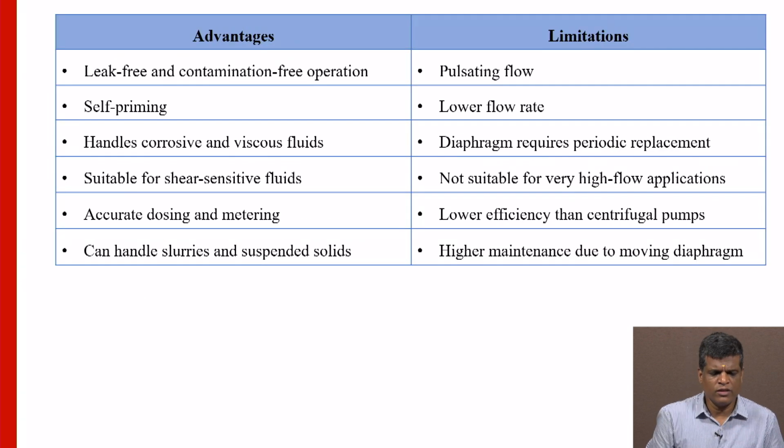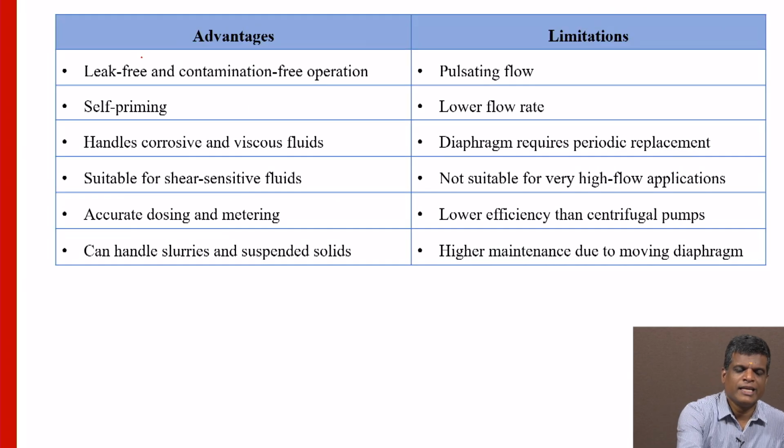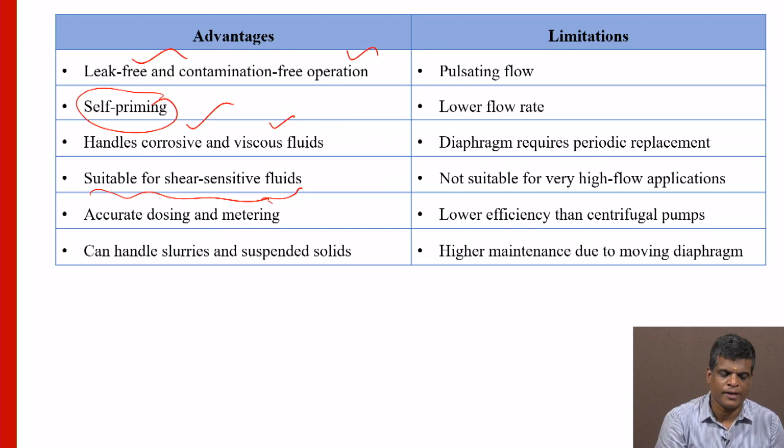So, what are the advantages and disadvantages of a diaphragm pump here? It's leak free and contamination free in operation, and of course, it is self priming. It handles corrosive and viscous fluids here. It is suitable for shear sensitive fluids.